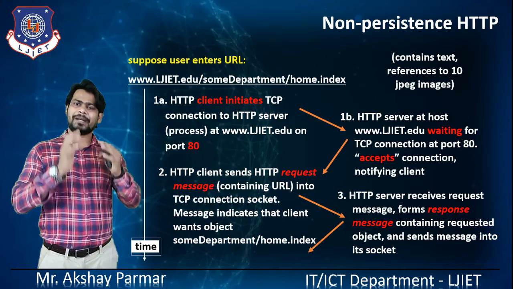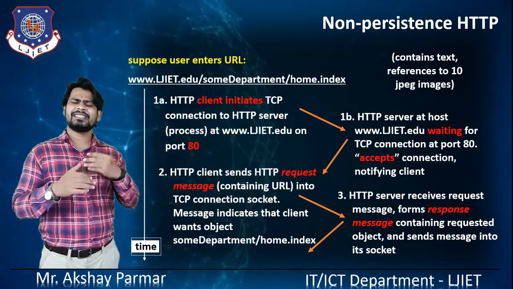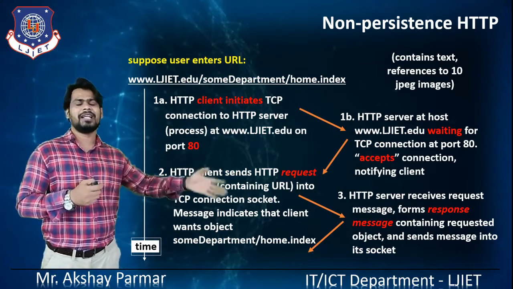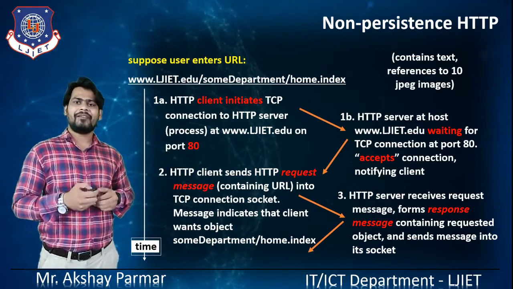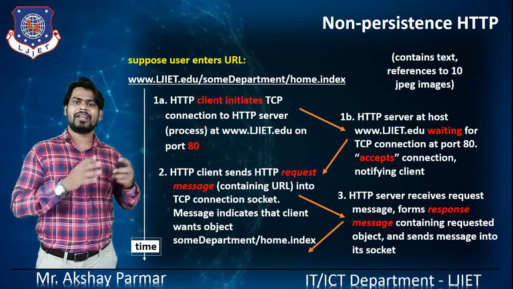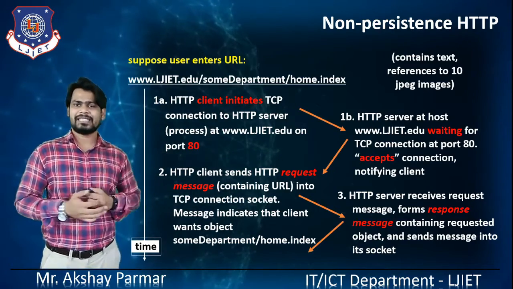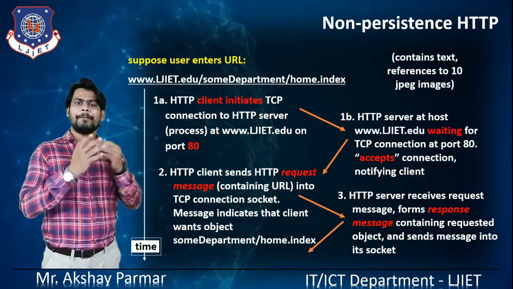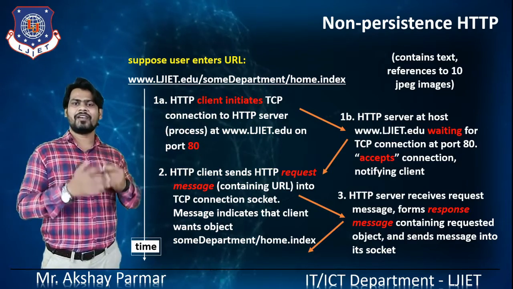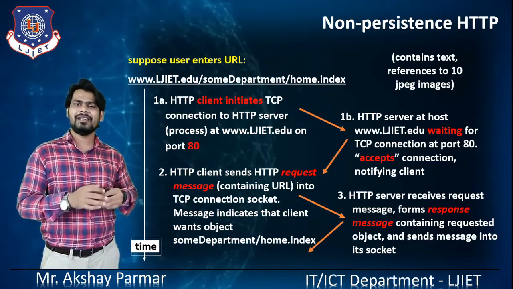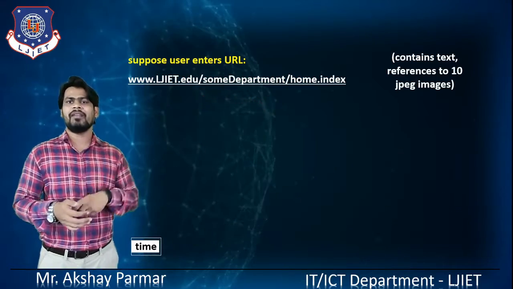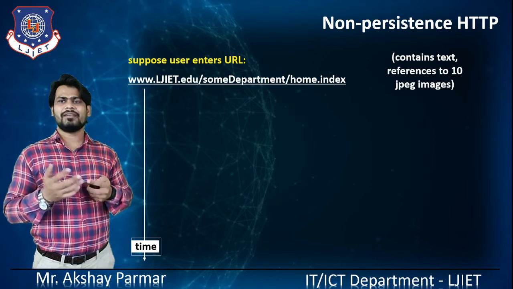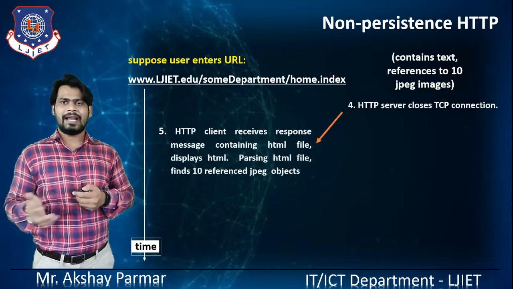This message in the socket indicates that the client wants an object, some department slash home.index, right? After that, the HTTP server receives the request message coming from the HTTP client itself. It forms the response message containing the requested object and sends the message into its socket. Likewise, the server is sending the desired object requested by the client, right?